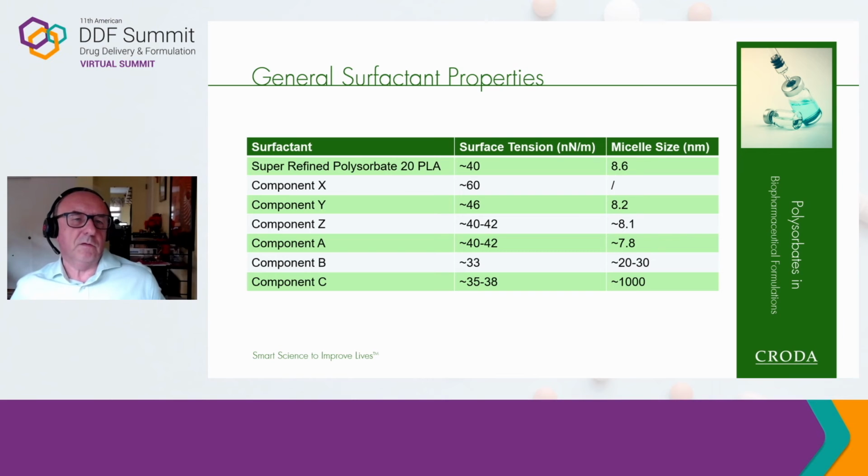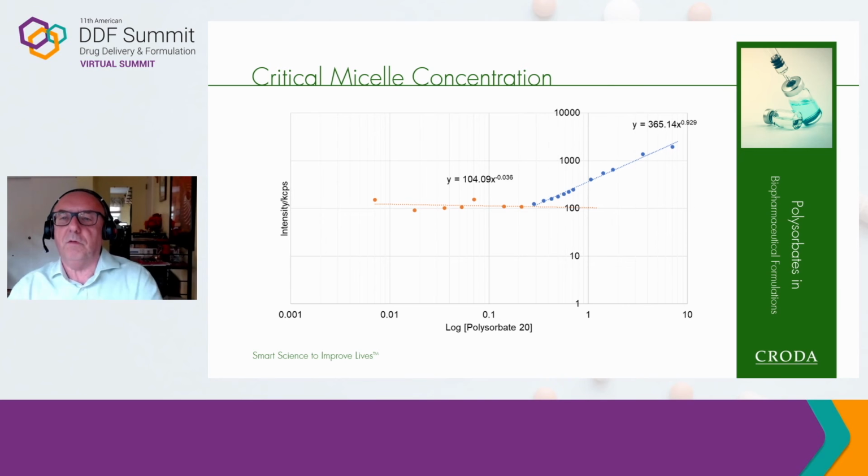So the first thing we've done is look at 6 main components of this superrefined polysorbate 20 PLA. And we can see differences in both micelle size and surface tension for a stock solution. We've also then gone on and measured the critical micelle concentration. This is determined using aqueous solutions of polysorbate species and using the intensity of the dynamic light scattering system to determine the point where the micellization occurs. So here's just a typical example of the sort of data we've been achieving using this technique.